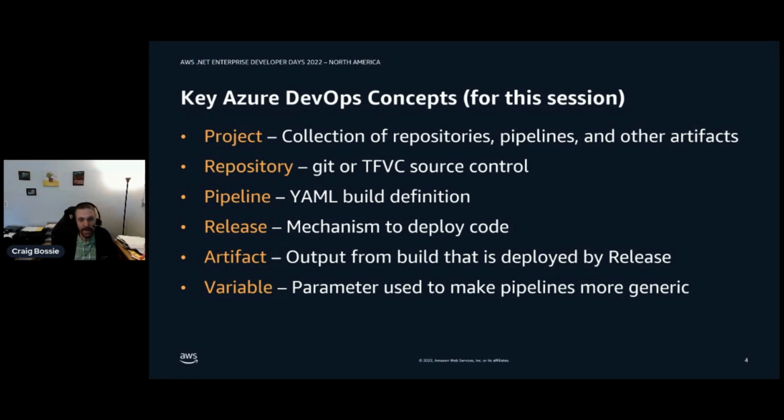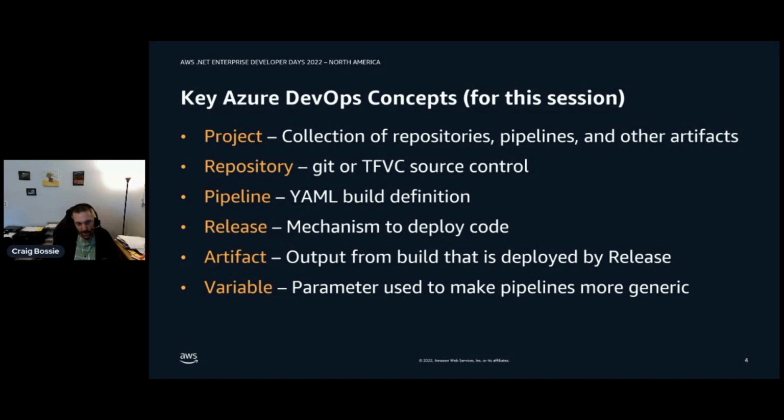A pipeline is a build definition which is defined in YAML. In general, pipelines in Azure DevOps are used to build code, create artifacts, store them, and even in some cases deploy them. A release is a type of pipeline that allows you to deploy the artifacts created by the build pipelines to various environments. Whereas build pipelines might be considered the CI part of CI/CD, these would be more like the CD part of CI/CD. And an artifact is the output of a build pipeline. It's generally a file or files or an archive that the release pipeline will act on to deploy.